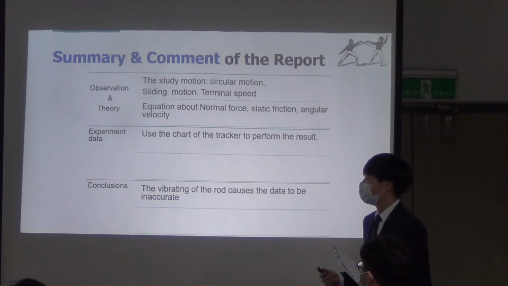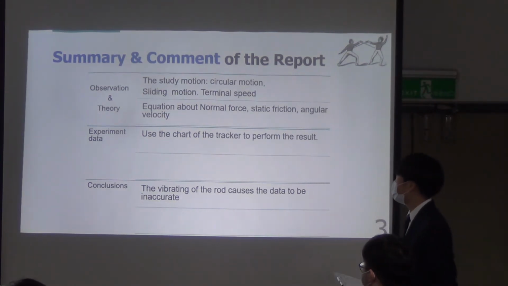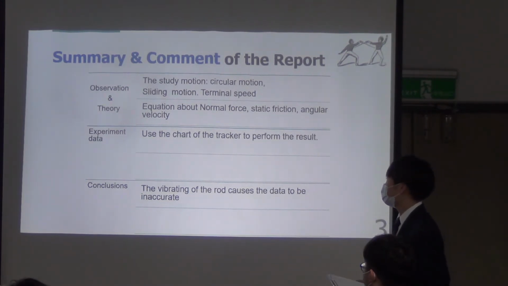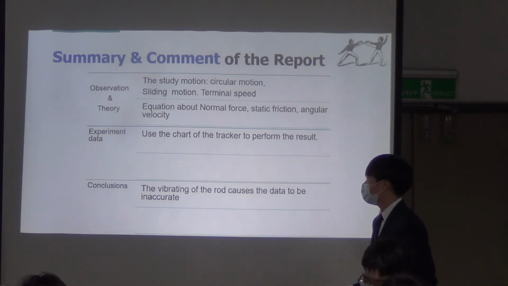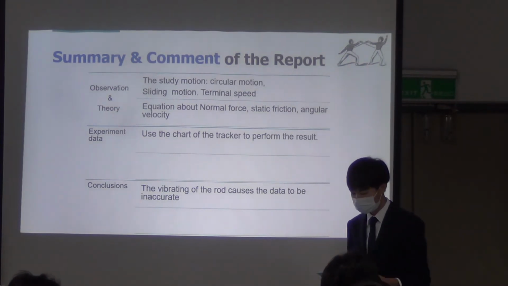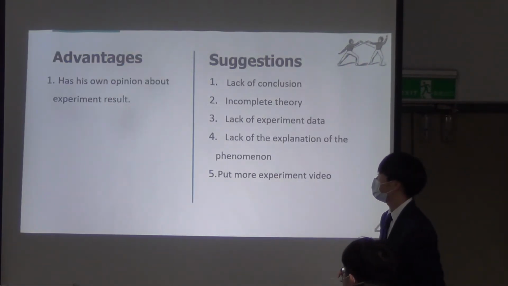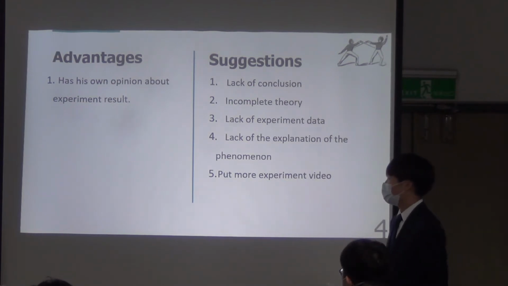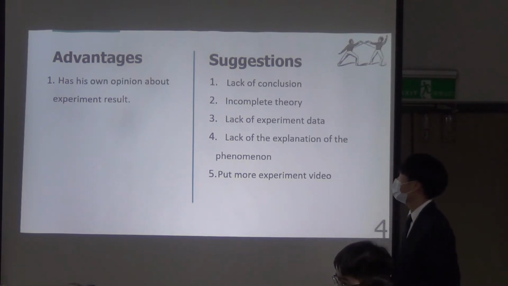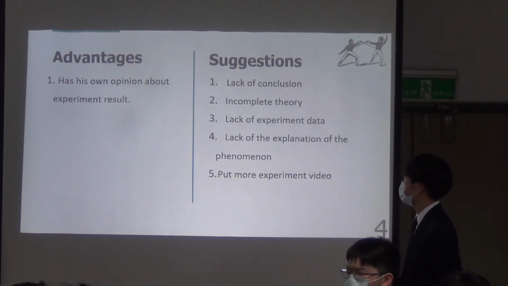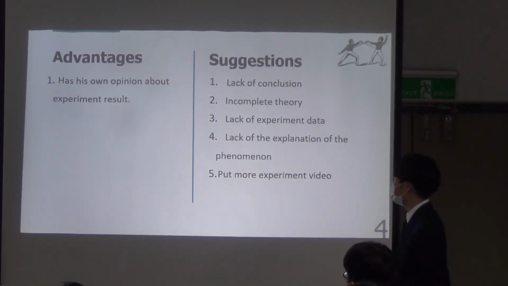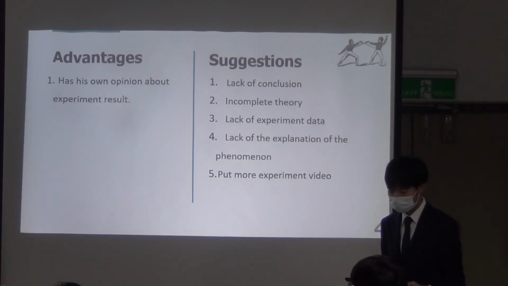And he also mentioned some equations about moment, force, static friction, and angular velocity. For the experiment data, we used the chart of the tracker to present the results. For the conclusion, I guess the vibration of the rod causes the data to be inaccurate. And here are the advantages and suggestions. First, the advantage of the reporter is that he has his own opinion about the experiment results. For the suggestions: the lack of conclusion, the incomplete theory, the lack of experiment data, the lack of explanation of the phenomena, and put in more experimental study.